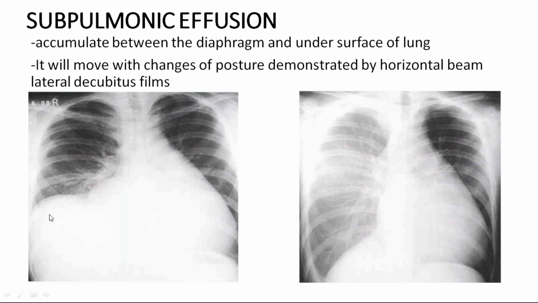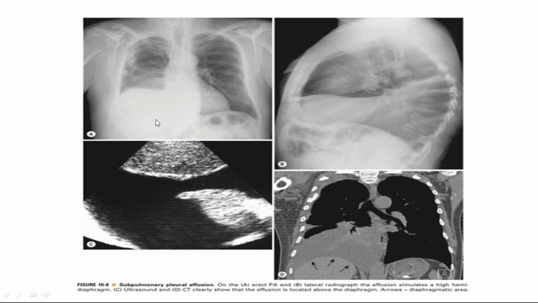This is a normal PA view showing a subpulmonic effusion present between the diaphragm and the undersurface of the lung, where we can see an elevated diaphragm. And in the same patient, when the supine film is taken, the pleural fluid is redistributed, and the subpulmonic effusion changes with the posture, as we can see in this film. This is another case of subpulmonic effusion showing on frontal as well as lateral films.